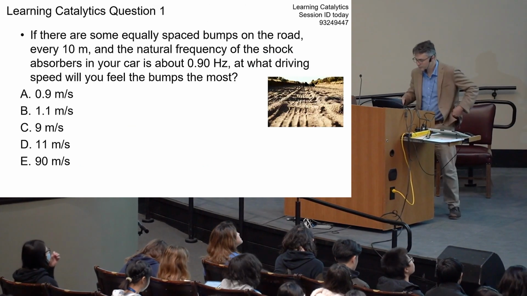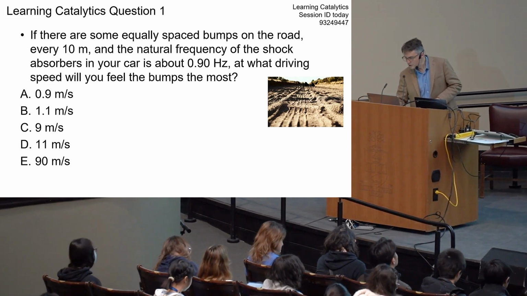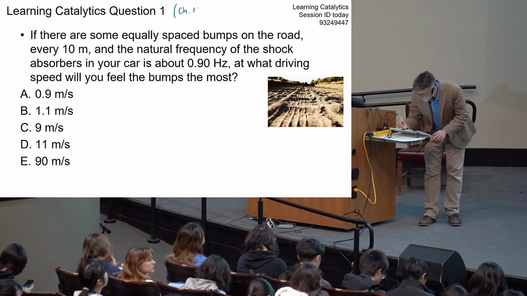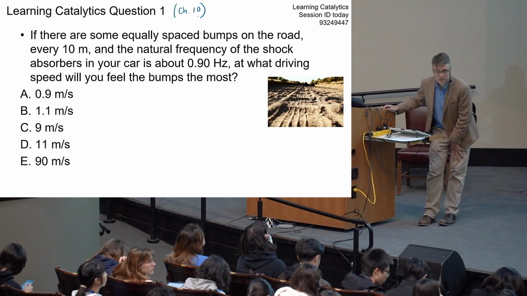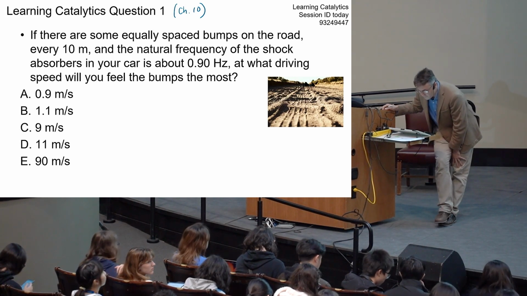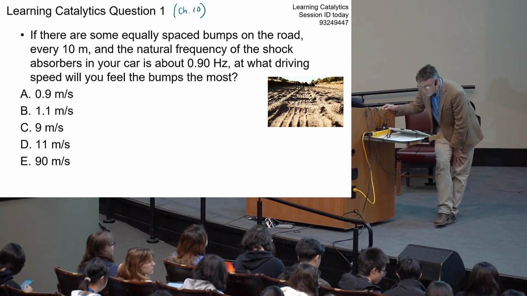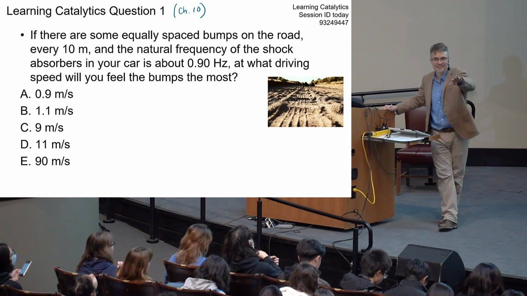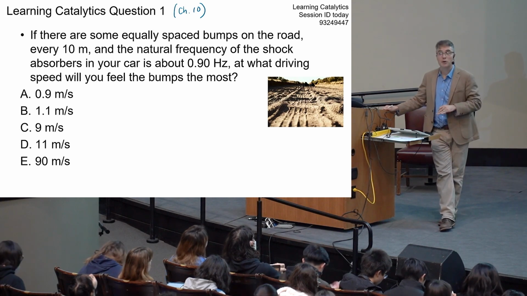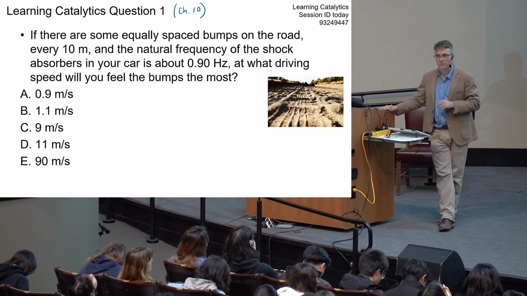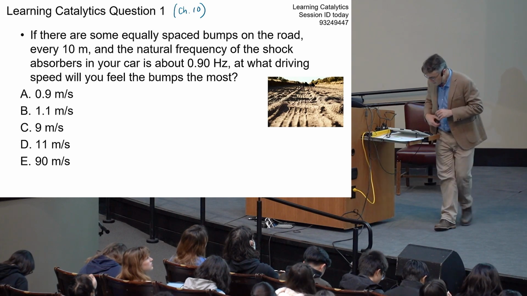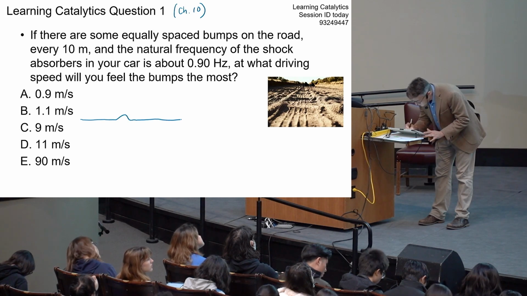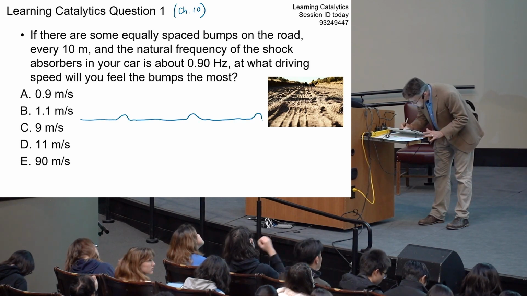So here's the Learning Catalytics question from chapter 10. The last section of chapter 10 is on this resonance thing. If there are some equally spaced bumps on the road every 10 meters, and the natural frequency of the shock absorbers in your car is 0.9 hertz, at what driving speed would you feel the bumps the most? So when would you find the resonance there? See if you can. Maybe I'll try to draw it. Bump, bump, bump.